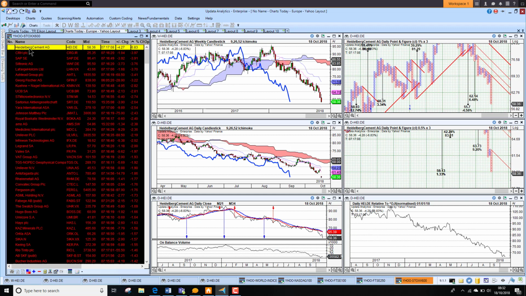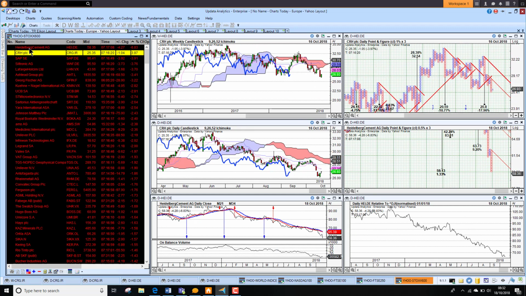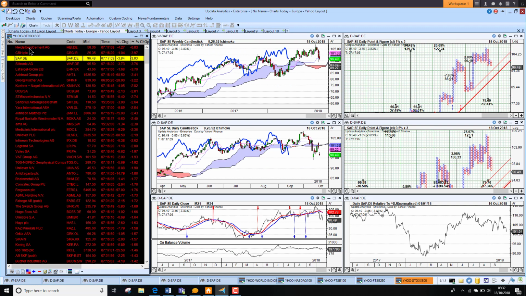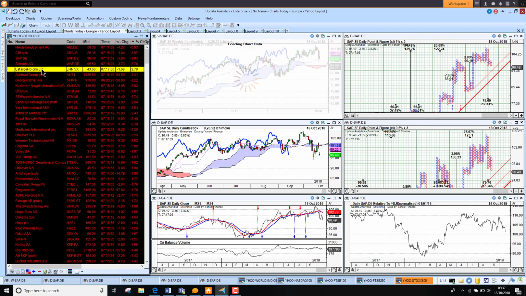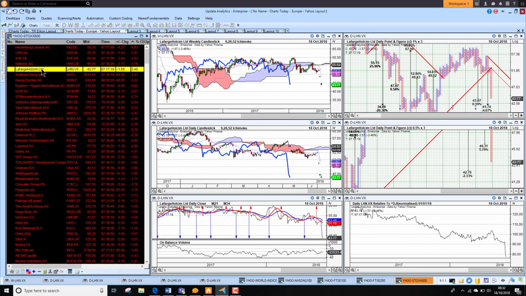Heidelberg Cement down some 7%. CRH we saw, SAP down 4%. So we are seeing some quite big falls here. Lafarge down nearly 4%, really just falling out of bed there. So it's a really mixed picture, but on the whole, market's looking pretty bearish.